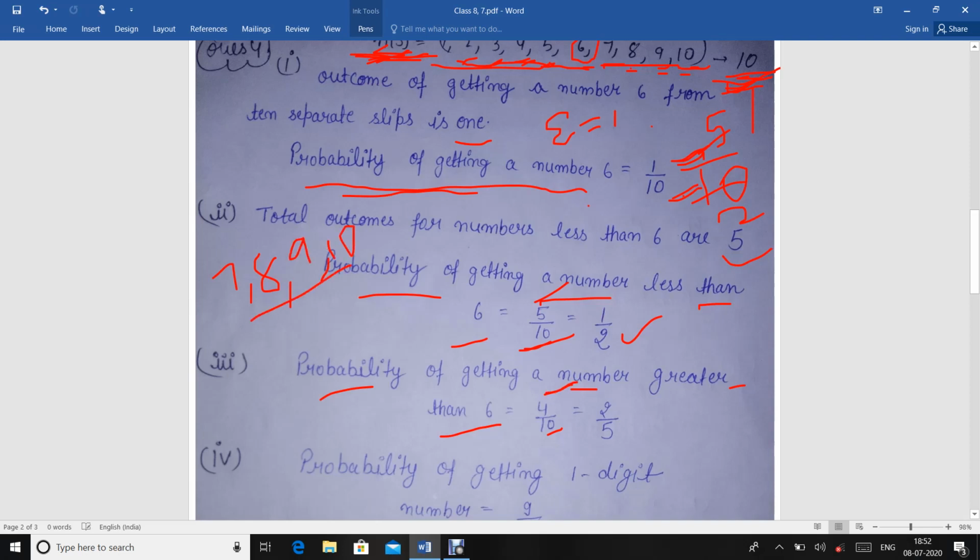So the number of events is 4 and total outcomes is 10. So 4 upon 10, that is equal to 2 upon 5. So the probability of getting a number greater than 6 is 2 upon 5.